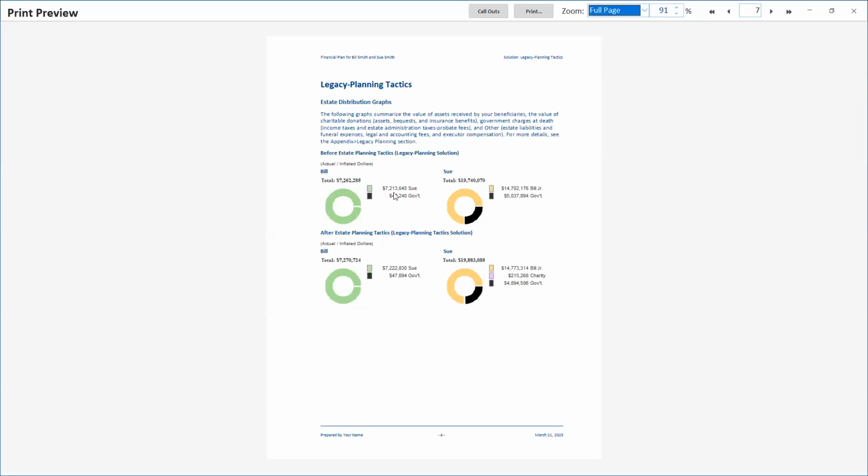So this is the before and this is the after, and not much of a change. But here for Sue, which is where we did our legacy planning tactics, then we can see not much of a difference for Bill Jr. In fact, it's up a little bit. The government is getting less and charity is getting more. So there's quite a significant difference in that.